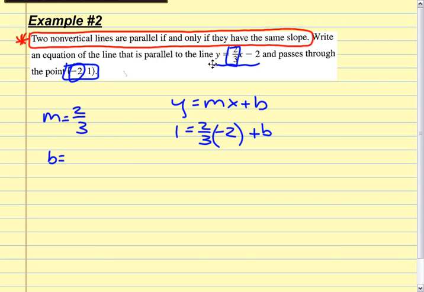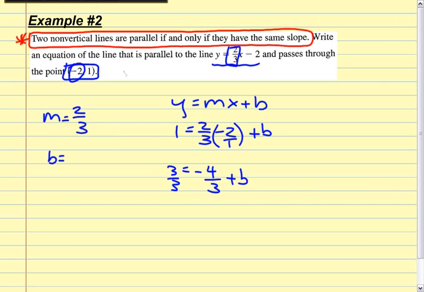Perfect. Now I can get b by itself, so it'll tell me what the y-intercept of this line is going to be. All right? Jordan, what do I do from here? Multiply 2/3 times -2. And what does that give me when I multiply those two things? -4/3 plus b.